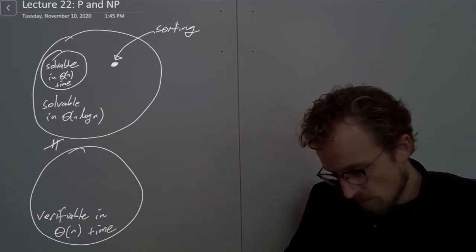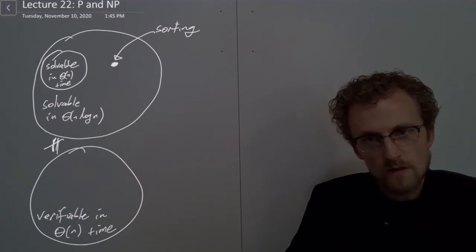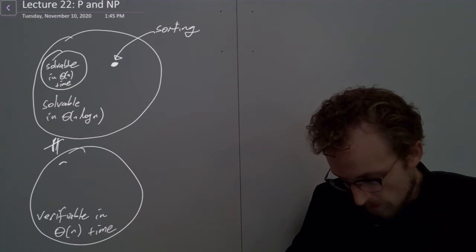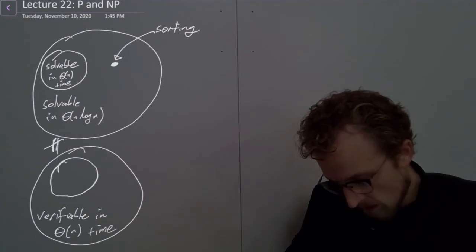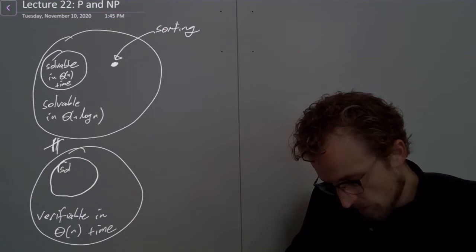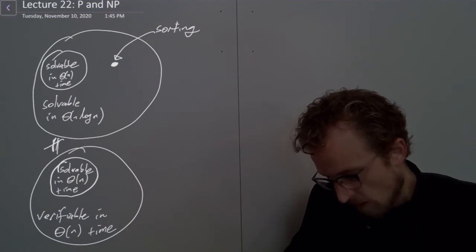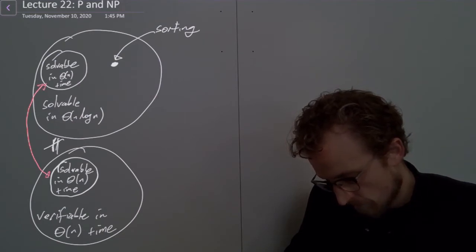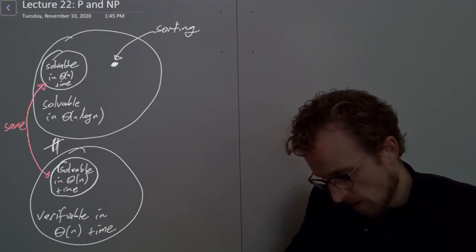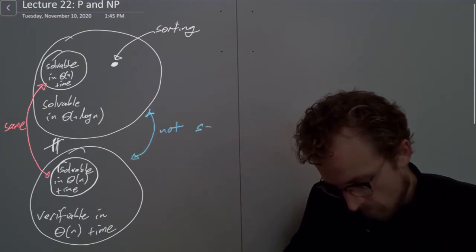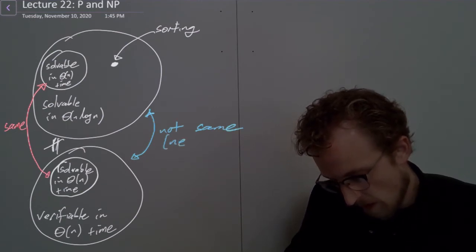Those two may not be equal, the big set on the top and the big set on the bottom. These are two completely different Venn diagrams. But then I can also put a subset in here that is exactly this subset up in the top one. So these are the problems that are solvable in linear time. These two inner sets are the same, whereas these two are not necessarily the same.